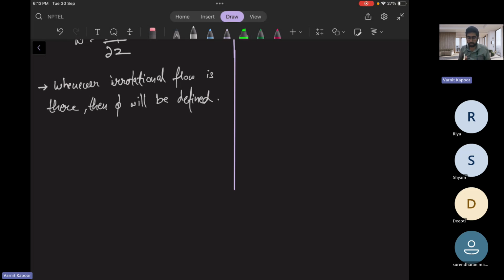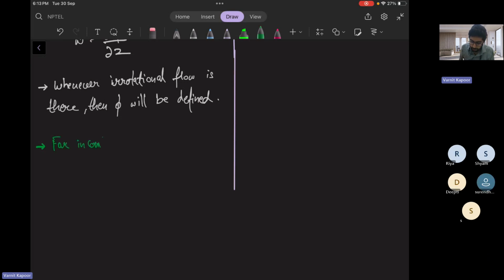So when I say incompressible steady flow, what do we mean by incompressible? That means the divergence of velocity is equal to 0. We have seen this condition. Whether the flow is steady or unsteady, if the flow is incompressible, then the divergence of velocity is always 0. So for incompressible steady flow, our divergence of velocity is nothing but 0.